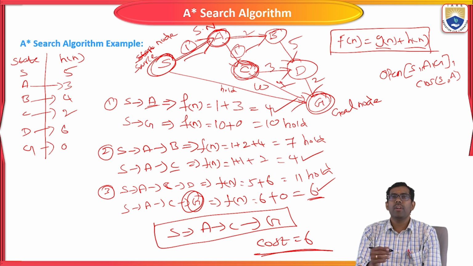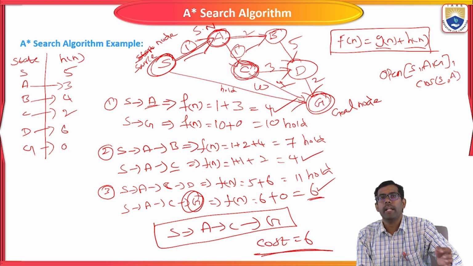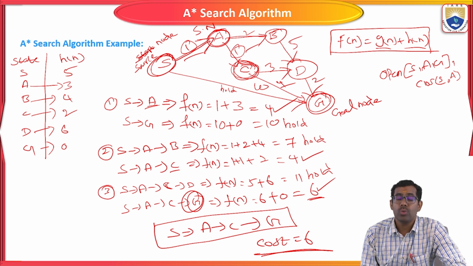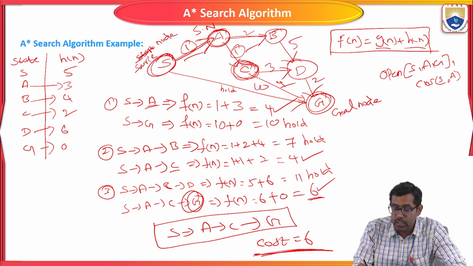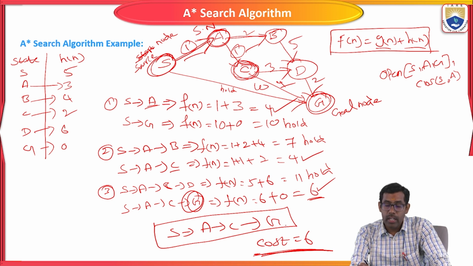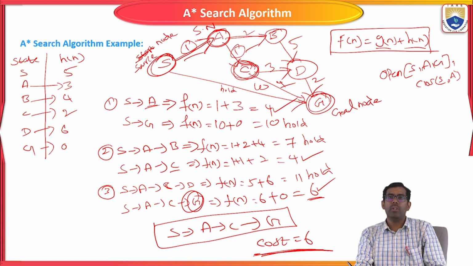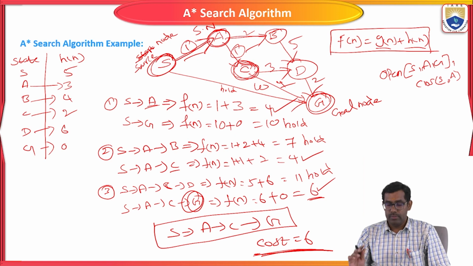Like this, we find the shortest path of the given graph or tree. It produces the optimal solution, both the cost and the shortest path. So this optimal solution is complete. Finally, we have found the shortest path and the cost also, so it is called complete.